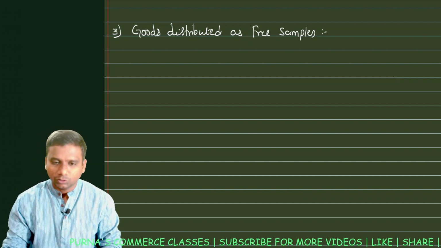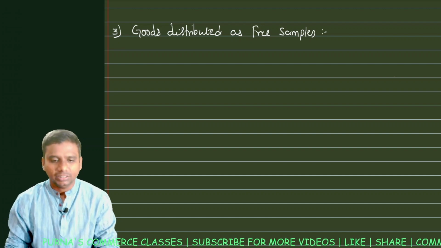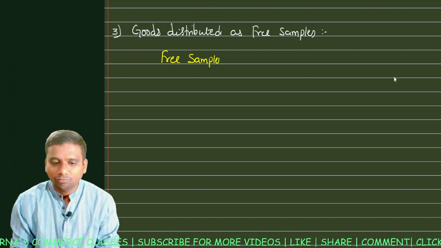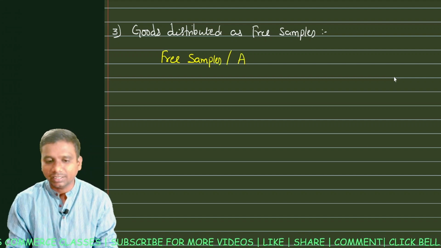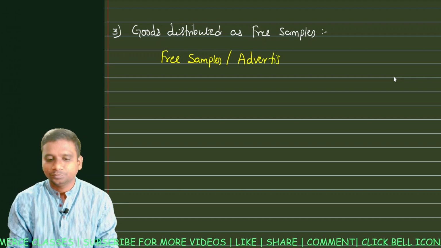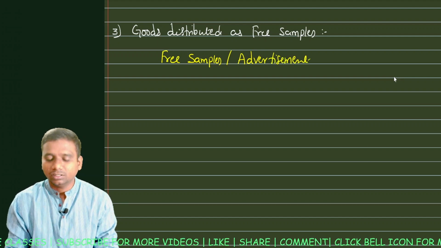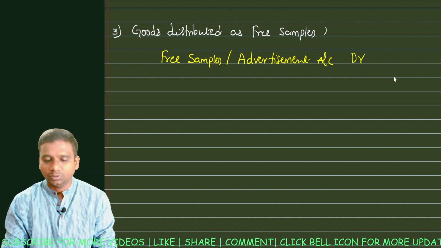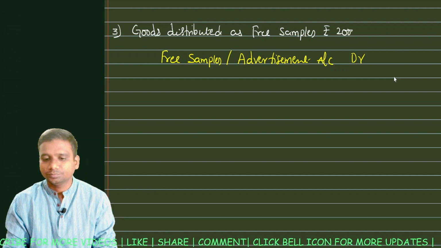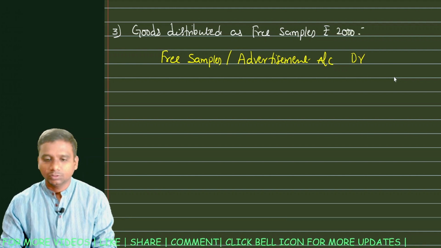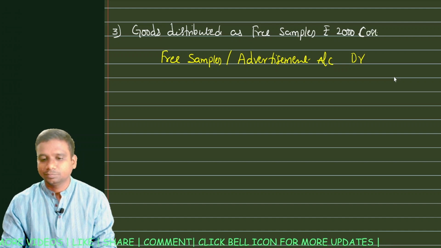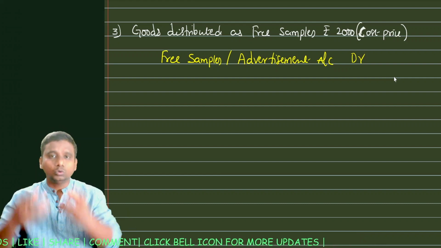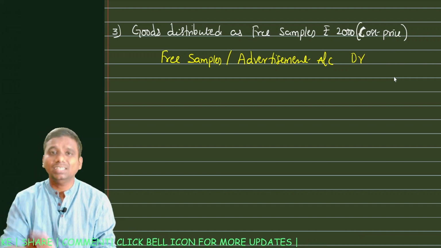Yes. So what is the entry we record for these free samples? Either you may debit free samples or advertisement account. Yes or no? Advertisement account debit. Let us assume goods distributed as free samples rupees 2000. So this is cost price. 2000 cost of goods we distributed as free samples.